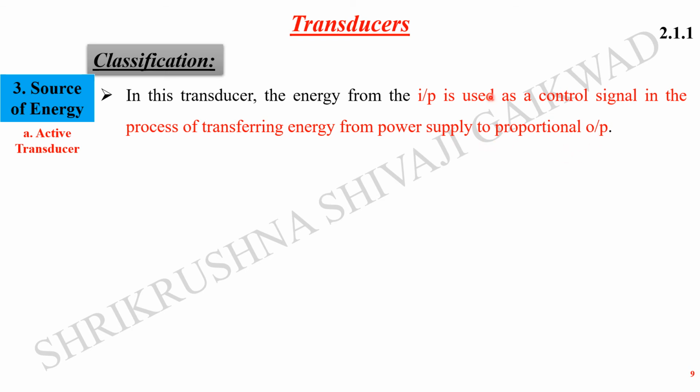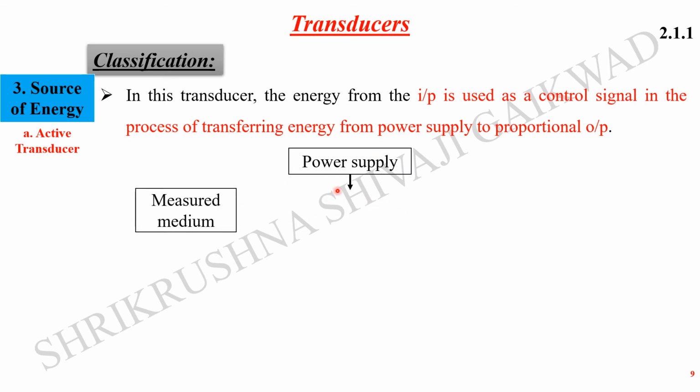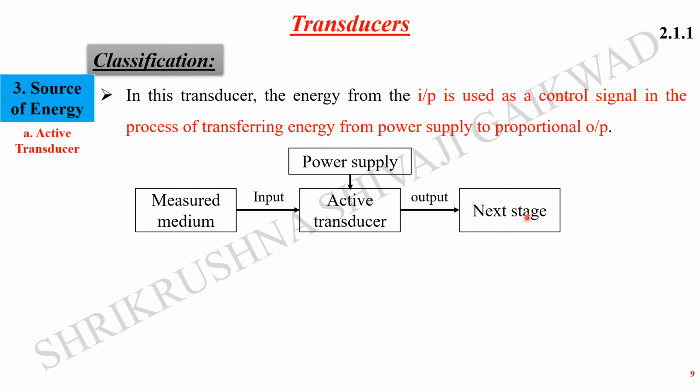Here the energy from the input is used as a control signal in the process of transferring energy from the power supply to the proportional output. Now, how it is constructed: power supply, then the measured medium, then the output of the measured medium is given to the input, then the active transducer requires this auxiliary power supply, and then the output of the active transducer is given to the next stage.